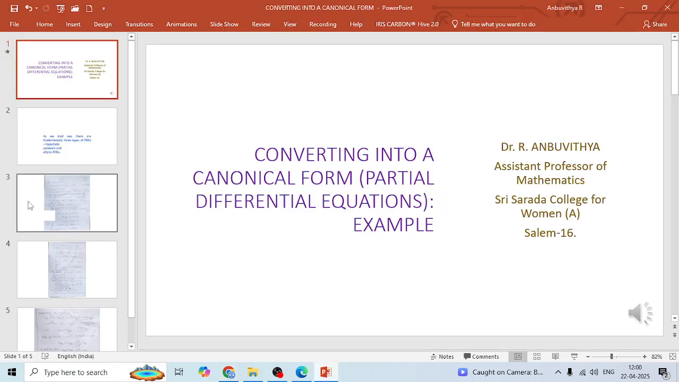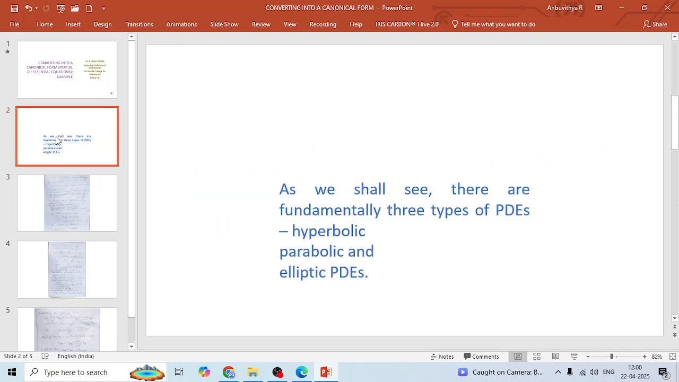In general, there are three types of PDEs: hyperbolic, parabolic, and elliptic. These are classified by using the discriminant b square minus 4ac. If b square minus 4ac is greater than 0, the equation is hyperbolic. If b square minus 4ac equals 0, it is parabolic. And if it is elliptic, then b square minus 4ac is less than 0. After considering this classification, we change the corresponding equation into a canonical form.